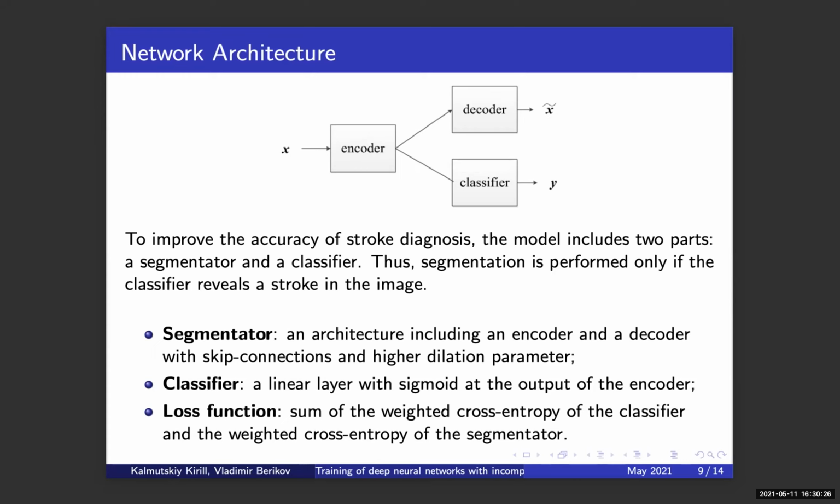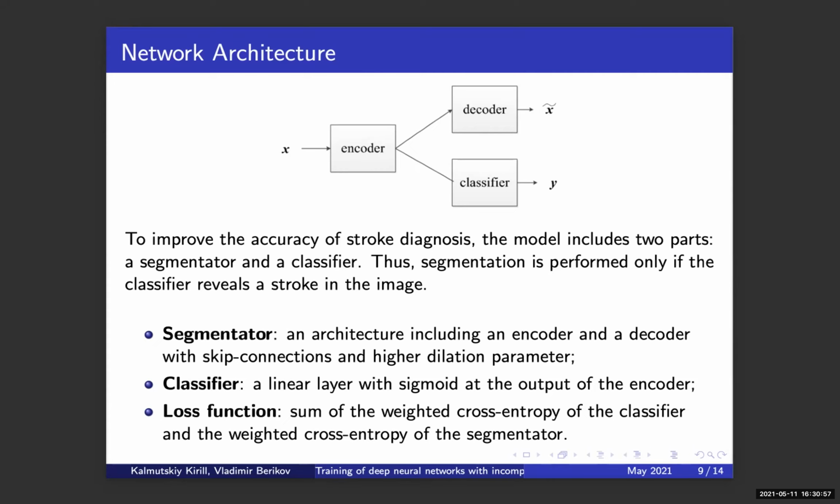And we train those two networks, segmentator and classifier, by using joint training. We train them with the sum of losses. The classifier tries to predict whether there is a stroke on the sub image or not, and the segmentator tries to segment the stroke on the image.